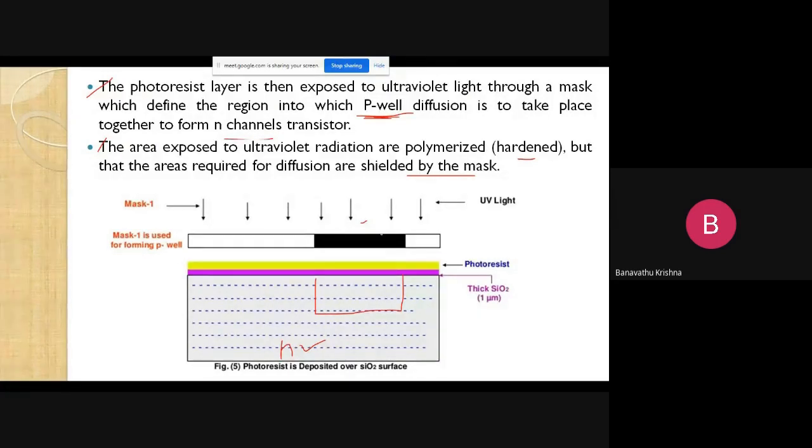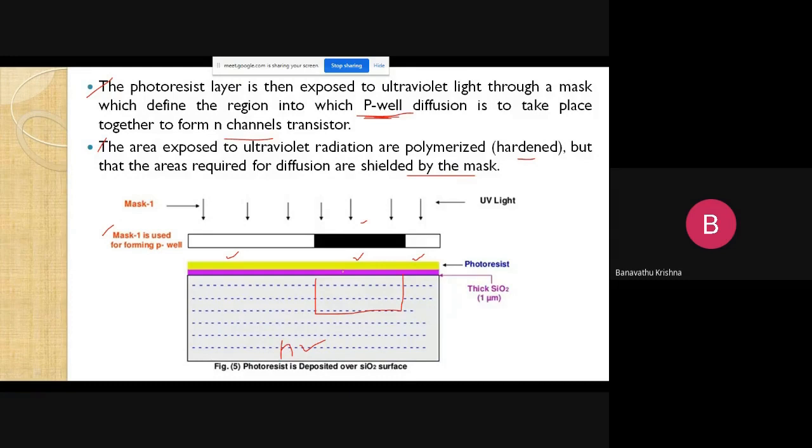So here, where we need to diffuse the impurities into the N substrate, that area is shielded, so those rays do not reach this particular area. This area remains soft, and the remaining area is going to be hardened. This area is hardened because it was affected by the ultraviolet rays through mask 1, right?